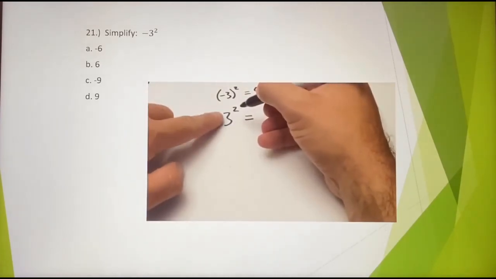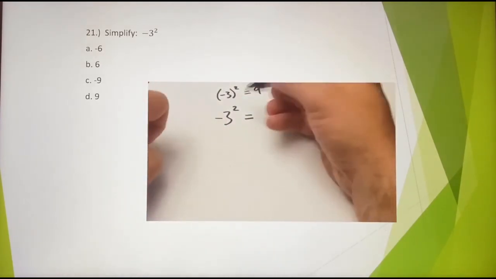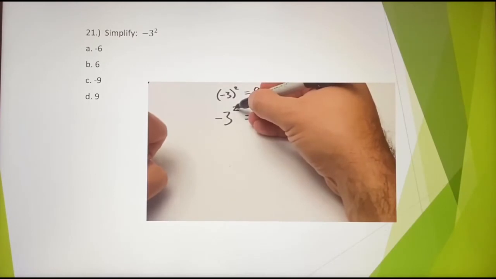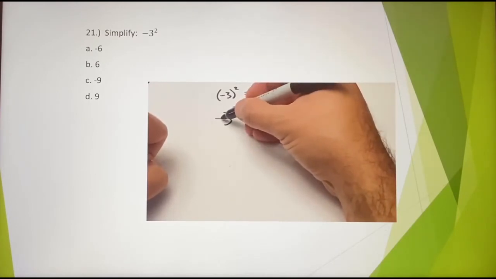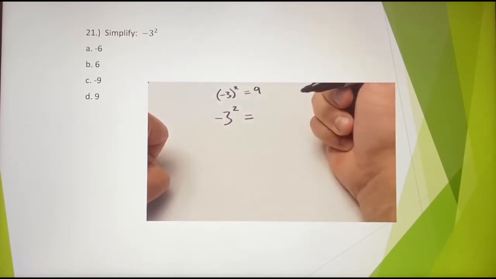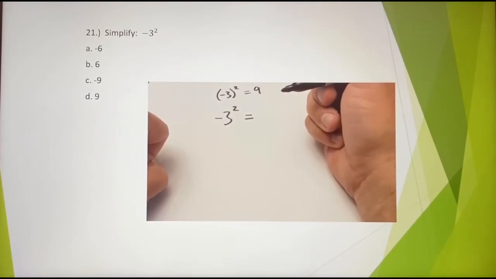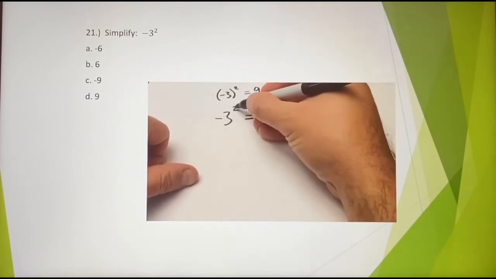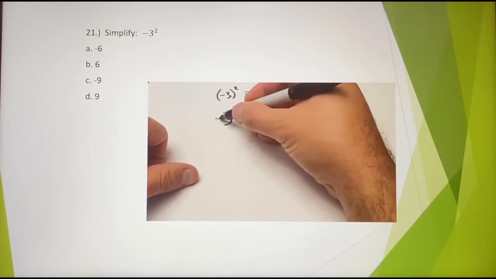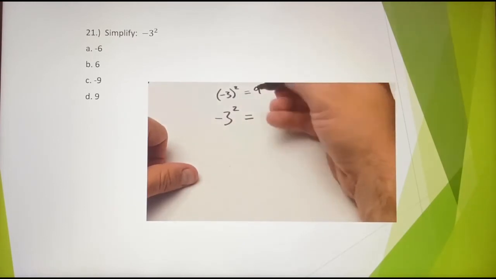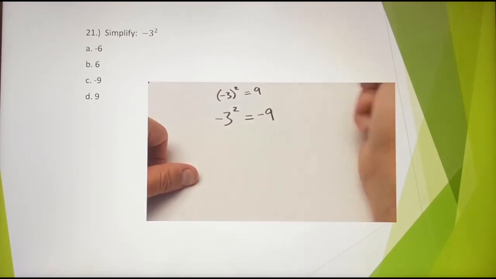And this is negative 3 times negative 3, which gives me a positive 9. But here, like the order of operations, I need to do this exponent before I take care of this negative. The negative is almost like it's being multiplied by a negative 1. So here, 3 squared is 9, but like we said, we did not square the negative, so this is actually going to give me a negative 9.